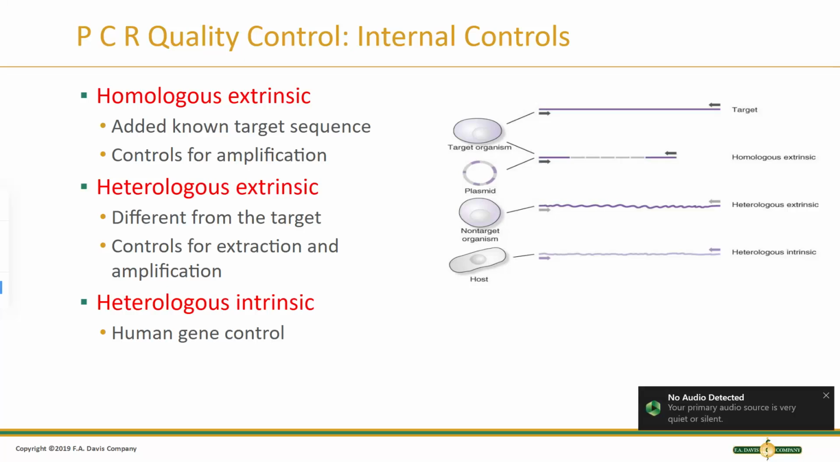Internal controls: homologous extrinsic is an added known target sequence. It controls for the amplification process. Heterologous extrinsic is an added target that's different from the target in mind. So it's an added sequence that is different from the target that we're looking for. It controls for the extraction and amplification procedures. And heterologous intrinsic is a human gene control. That's a gene that we're looking for from within a human sample.